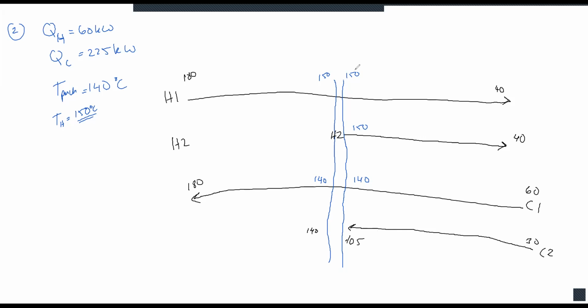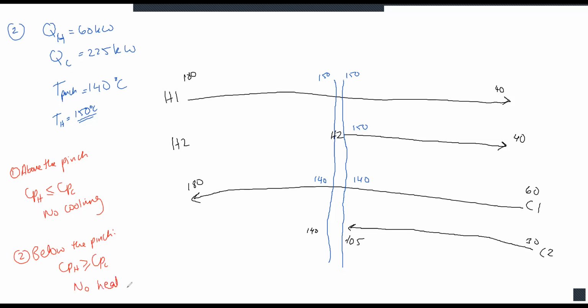So first thing we need to do, again, let's rewrite the rules. So we said above the pinch, CP hot has to be less than or equal to CP cold, and there is no cooling. And below the pinch, CP hot has to be greater or equal to CP cold, and there is no heating. Okay, very important to remember.